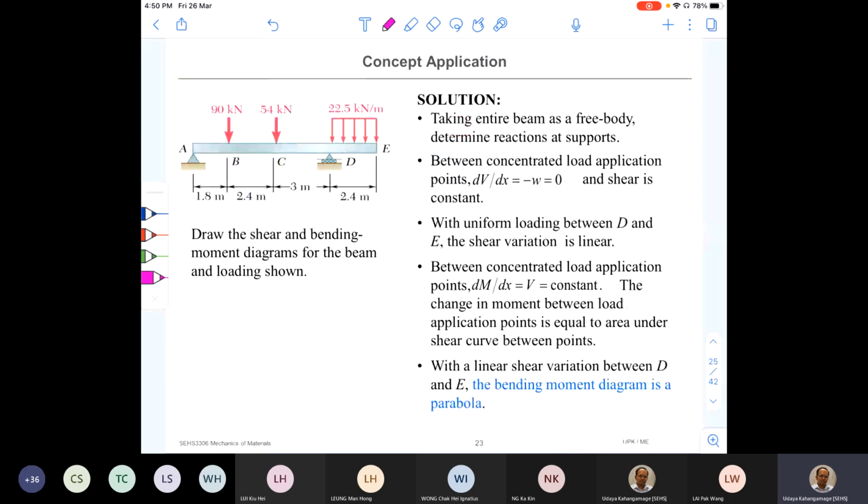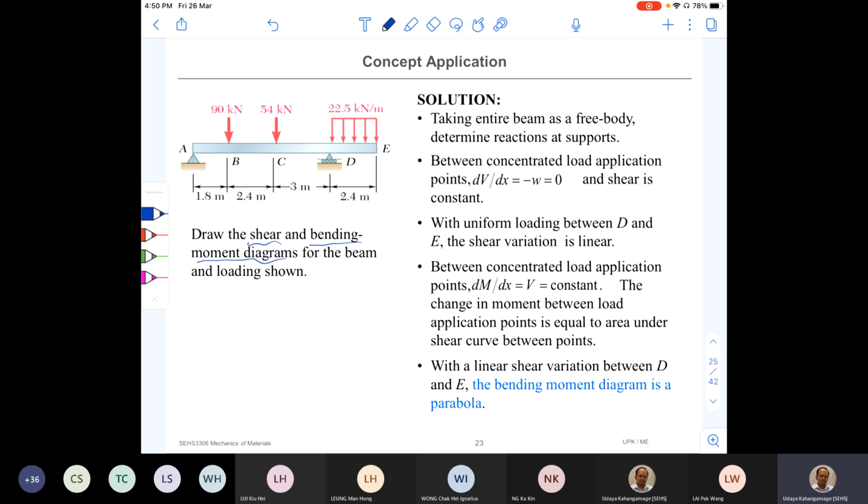Okay, so just to continue with what we have just learned, let's do this example as well. So this is a concept application. I have written all the steps for you. I just want you to understand what I have done. Now by looking at this beam, we need to draw the shear and bending moment diagrams. It's a kind of complicated situation here.